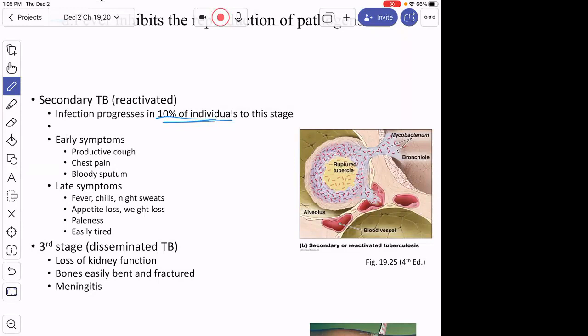We also talked about that caseous necrosis that can take place, where the tubercle has this proteinaceous, cheesy type consistency to it. It's kind of a hallmark of tuberculosis.